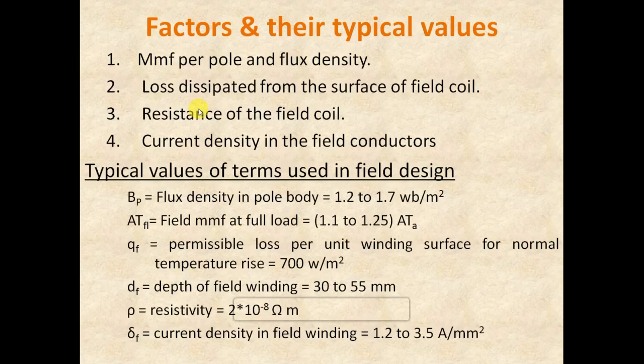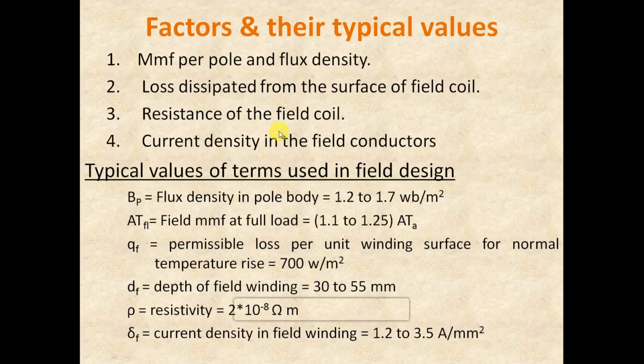The next factor which is to be taken into consideration is the loss dissipated from the surface. We are representing it by the symbol QF. Q is actually the general symbol which we are using for the loss. Since we are considering the loss which is being dissipated from the surface of the field winding, we are using the notation F also here along with it. So QF is actually permissible loss per unit winding surface for normal temperature rise, and its value is 700 watts per meter square.